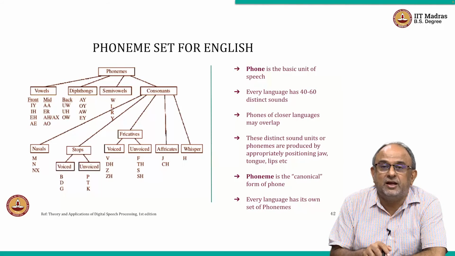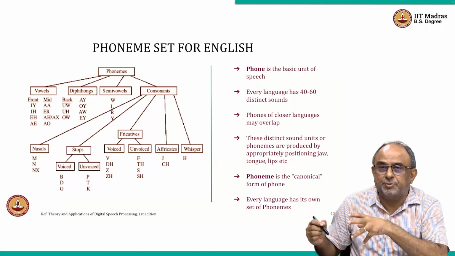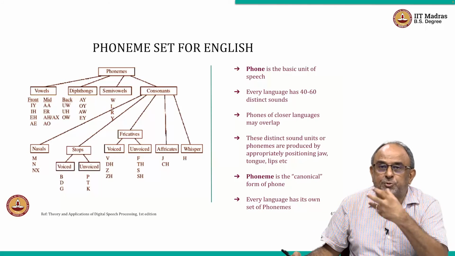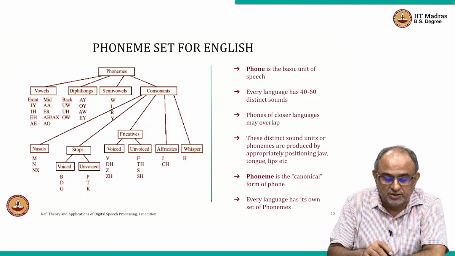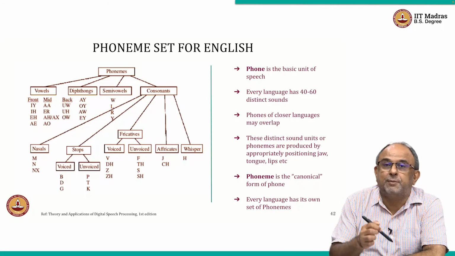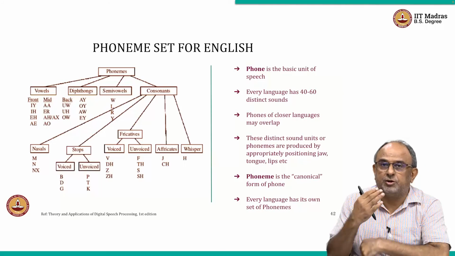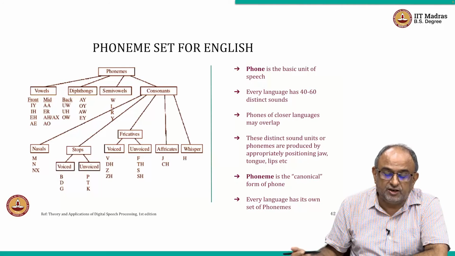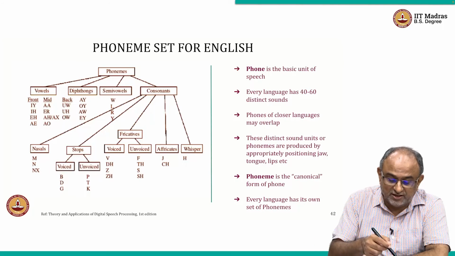We have broadly the sounds. Phonemes are the basic building blocks, like characters and alphabets are for the written language. Spoken language has phonemes as the basic building blocks. We have vowels, which can be front, mid and back. Remember, that is the place, right? Where the tongue is, at the front, the middle or the back. Diphthongs are combinations of vowels. Semi-vowels are in between. And then we have consonants, we have nasals, then we have stops.